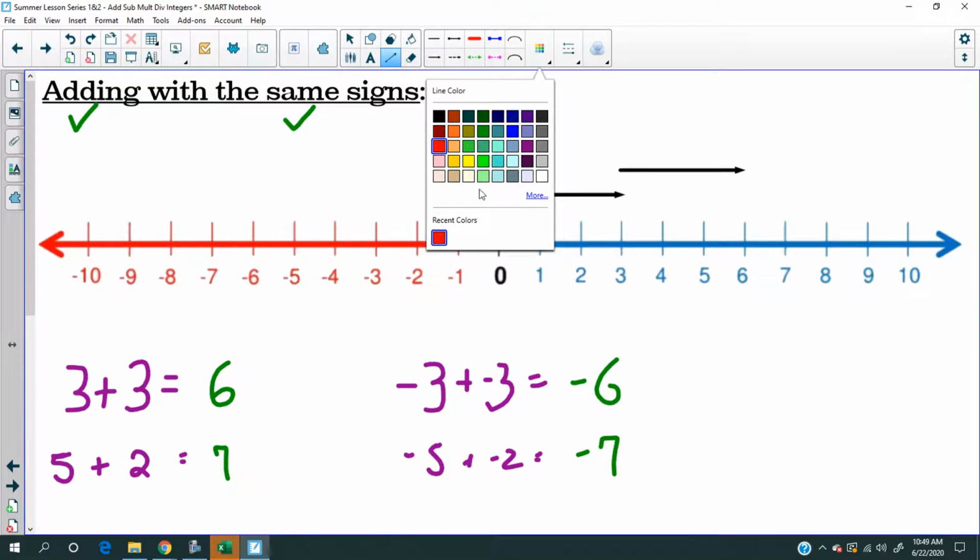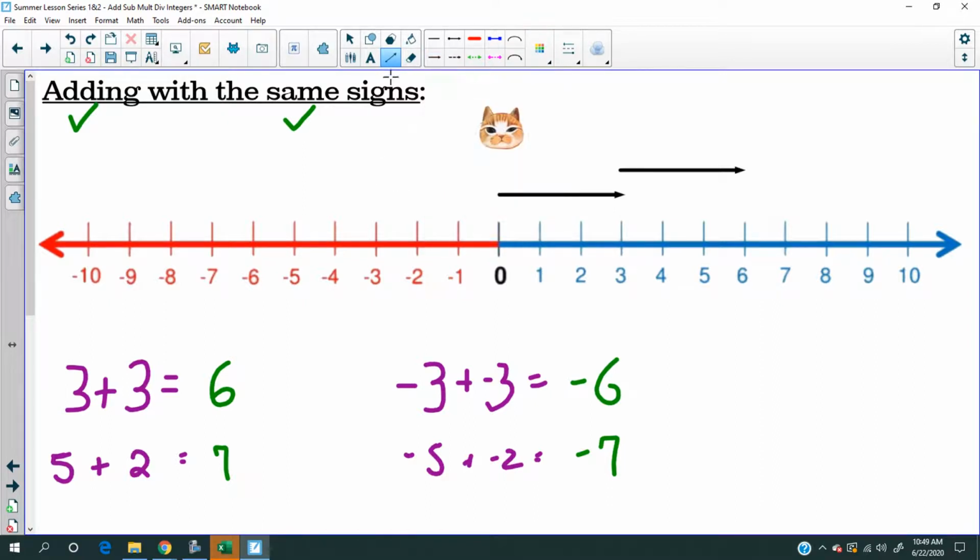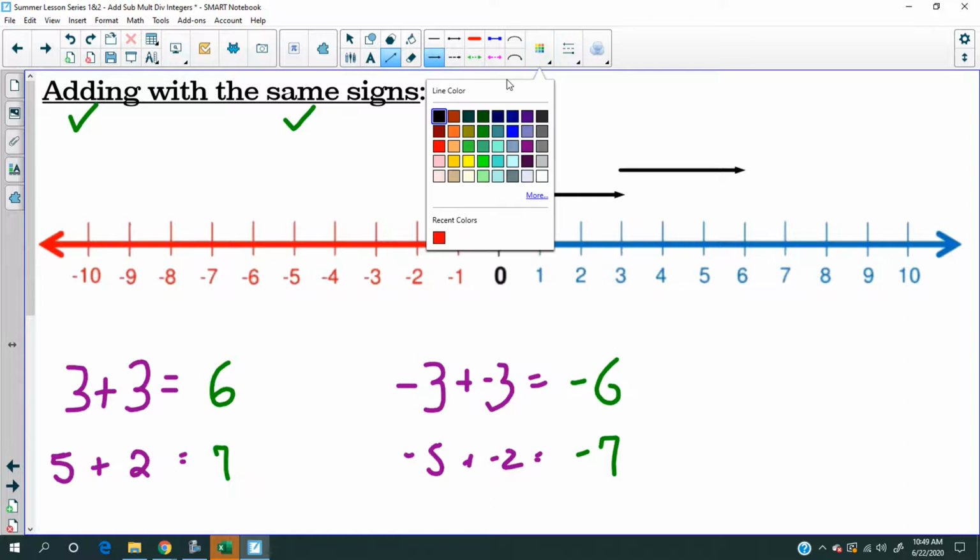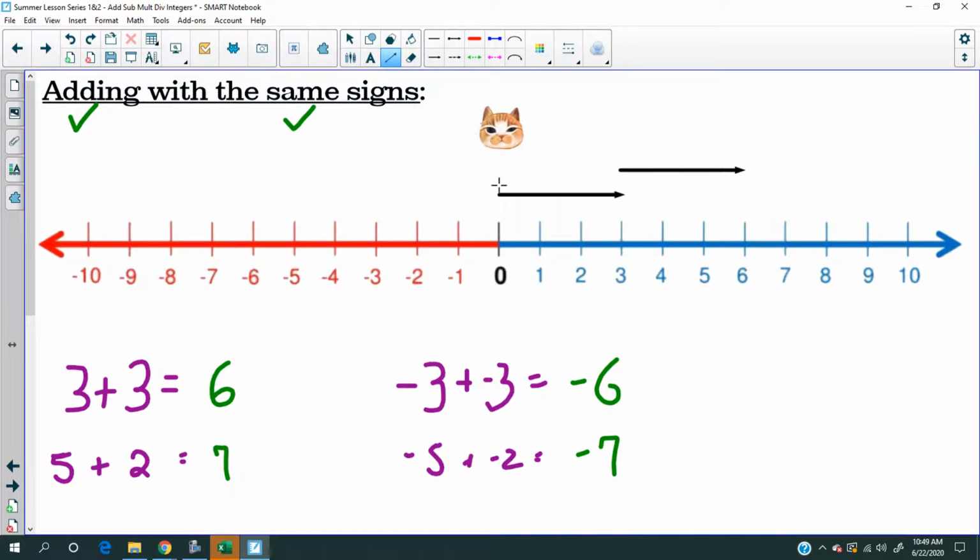If you use this, let's say you started here. This is kind of annoying, I can't get rid of this and draw at the same time. Oh, now I can. Here, if I start at -3, I have to go this way, go 3, and then I have to go another -3. This is why I ended up at -6.